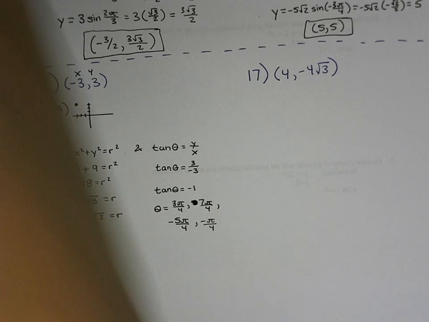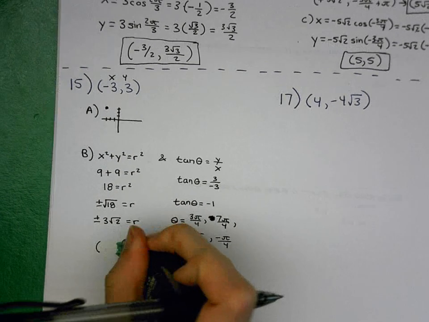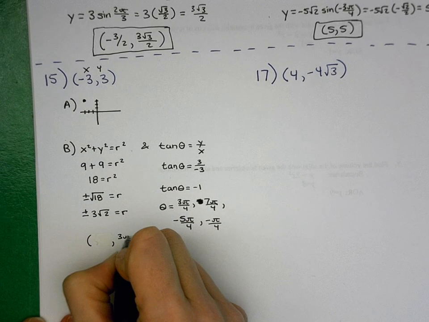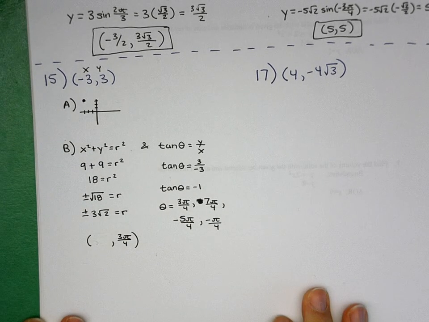Goodness. Remember, r, theta. Theta always goes second. I did that several times in the notes as well. Okay, 3 pi over 4.